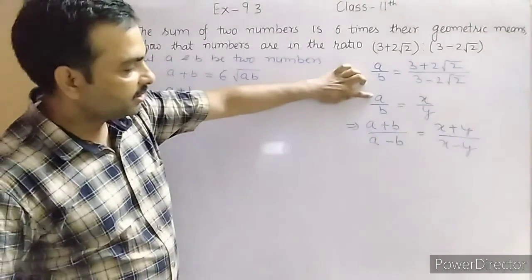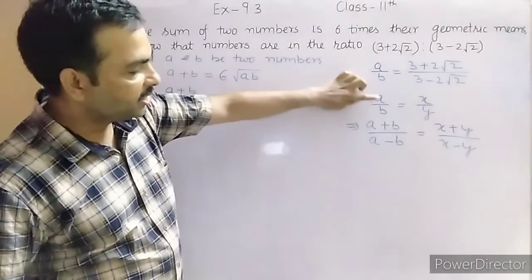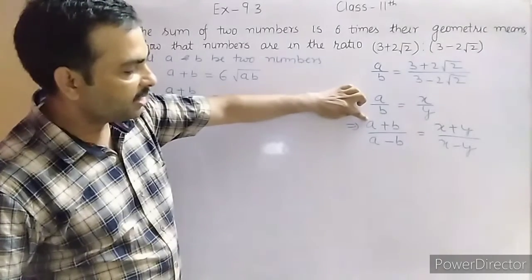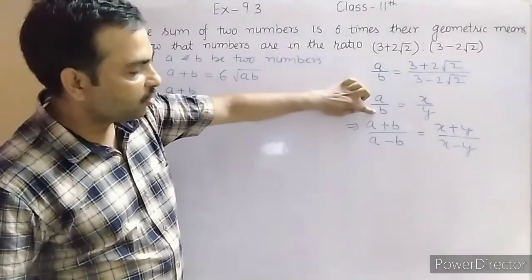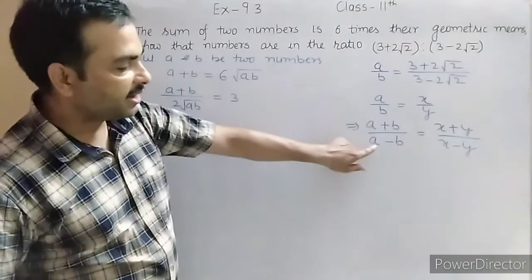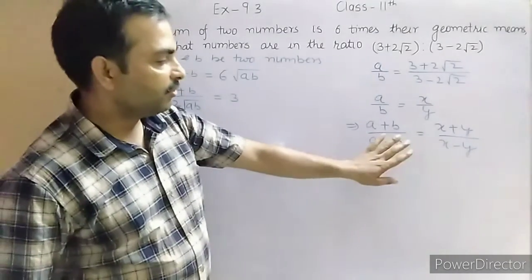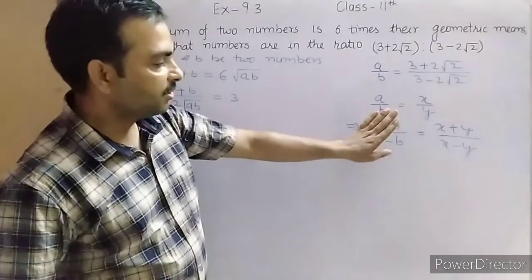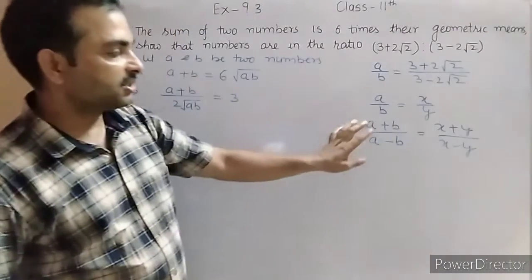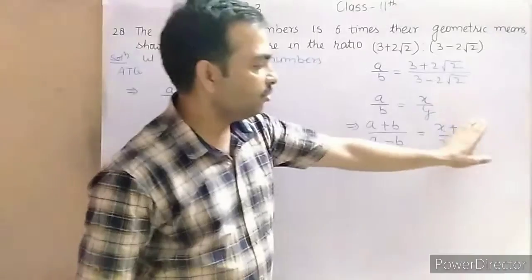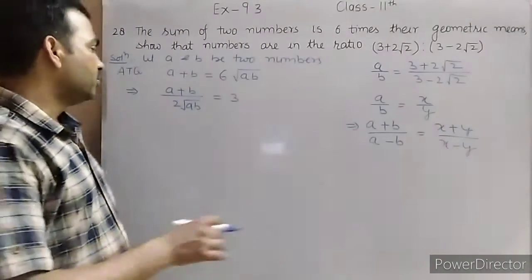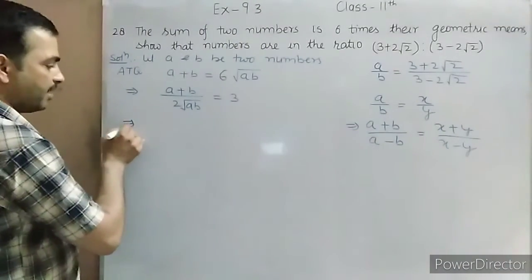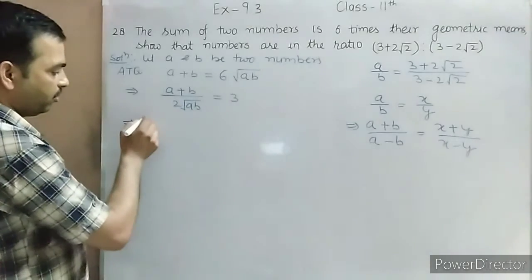We add the denominator to the numerator and write it in the numerator, and subtract the denominator from the numerator and write it in the denominator. Whichever process we adopt on the left hand side, the same process will apply to the right hand side. Therefore, I am using the componendo dividendo rule here.